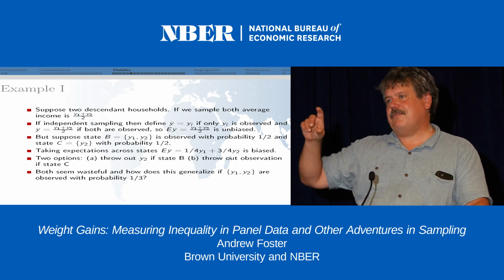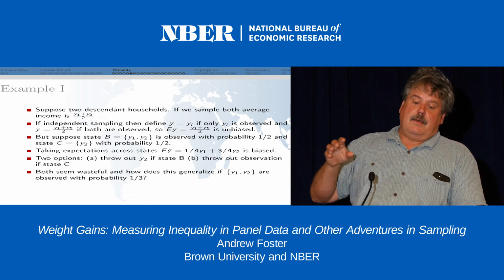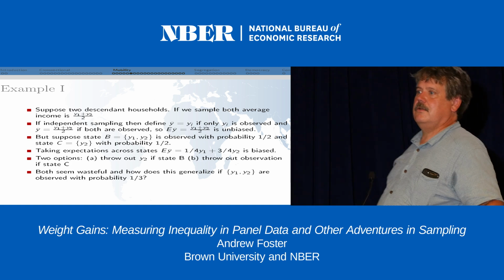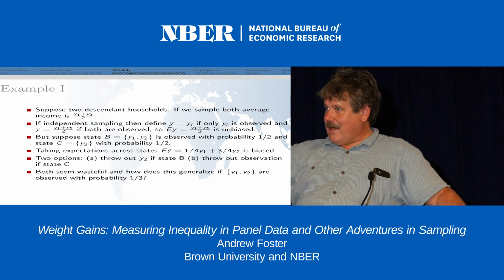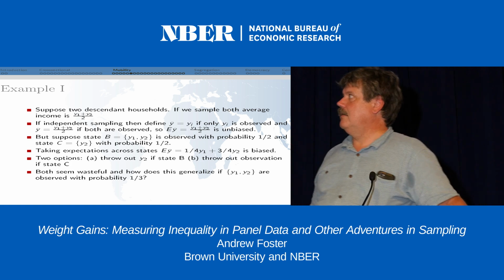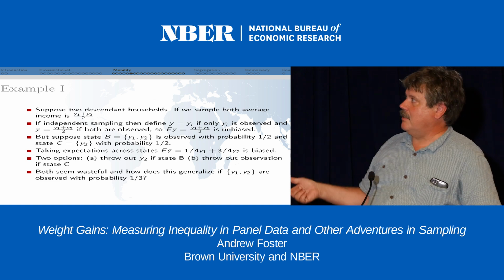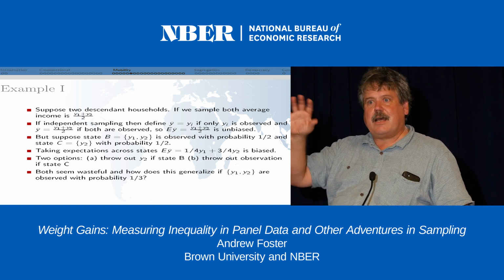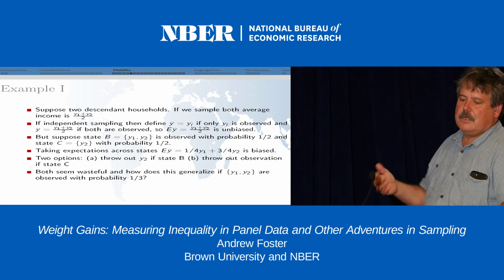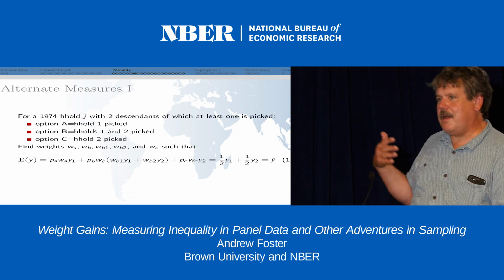Okay? But if the sampling isn't done independently, which is our case, it may well be that there are maybe two states of the world: either you observe y1 and y2, or you only observe y2. Okay? So in that world, the average of my descendants in the sample is not going to be (y1 + y2)/2. It's going to be 1/4 y1 plus 3/4 y2. And if the sampling is correlated with the income of my kids, that's going to be a problem. Okay? And so we have to figure out what we're going to do in a case like that, where we're not going to necessarily have a random sample of our descendants, and we have to fix the problem.